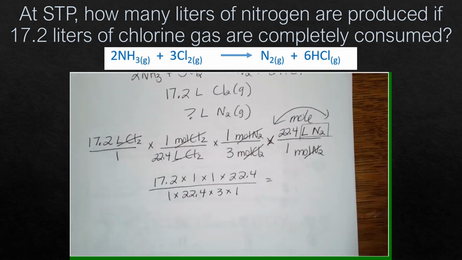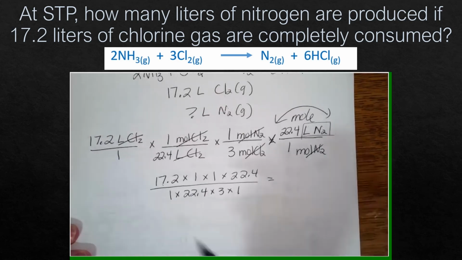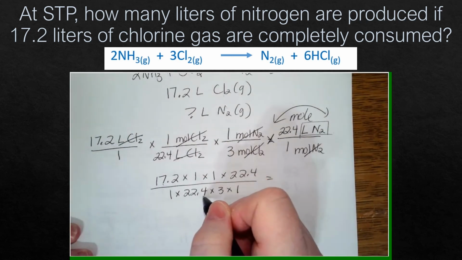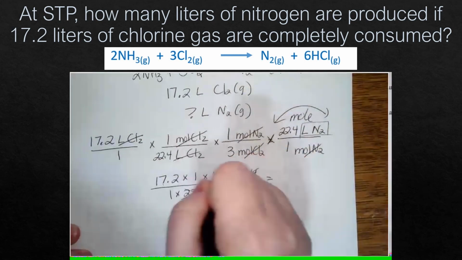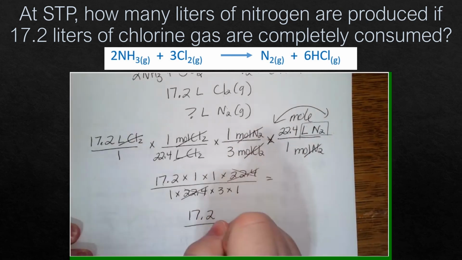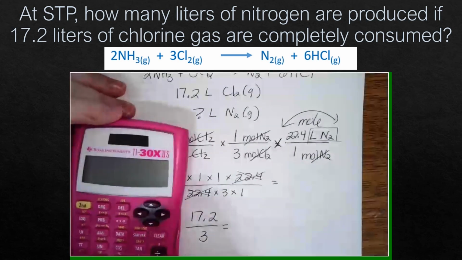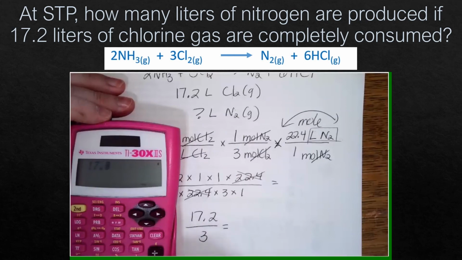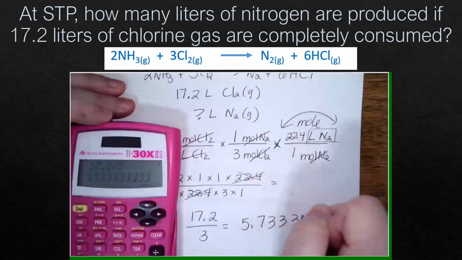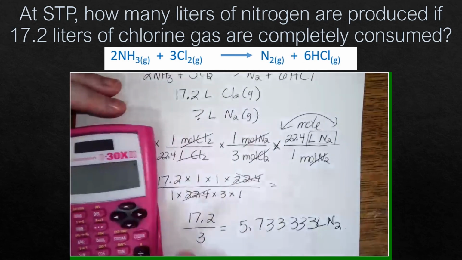Now, I could save myself a little bit of time. I could multiply across the top, multiply across the bottom. Easy, right? I should realize I don't have to worry about the ones. Also, I have a 22.4 on the top and a 22.4 on the bottom, so those cancel out, right? The ones, so I'm left with 17.2 on the top divided by 3. Well, look at that. All right, so then I'm going to turn on my calculator, do 17.2 divided by 3 equals 5.73333 liters of N2.